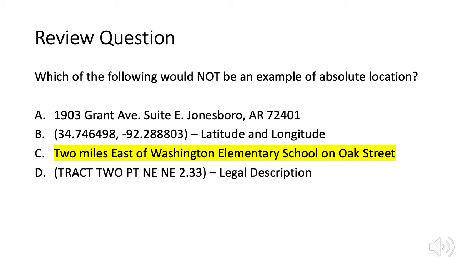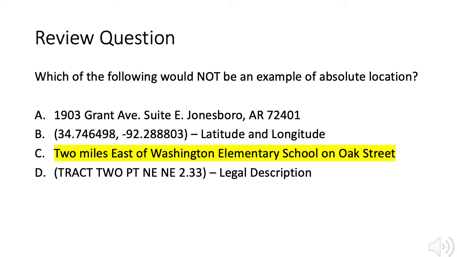The correct answer is C. 2 miles east of Washington Elementary School on Oak Street is not an absolute location. It is a relative location. If I don't know where Washington Elementary School is, or if I don't know how to find Oak Street, this description would not be helpful for me.